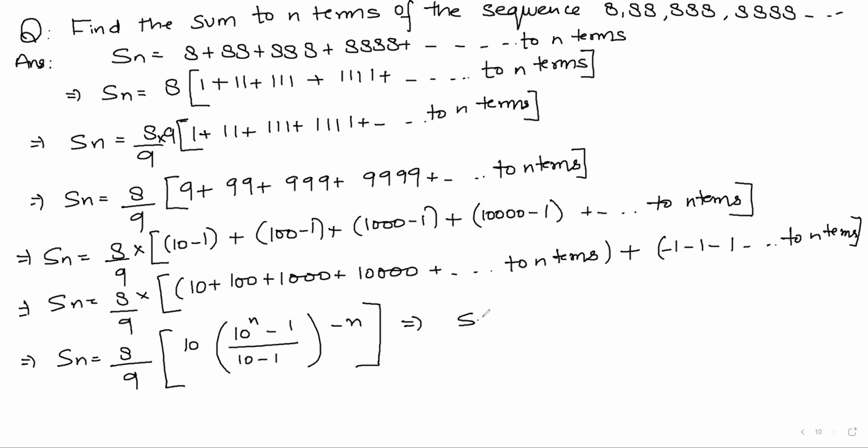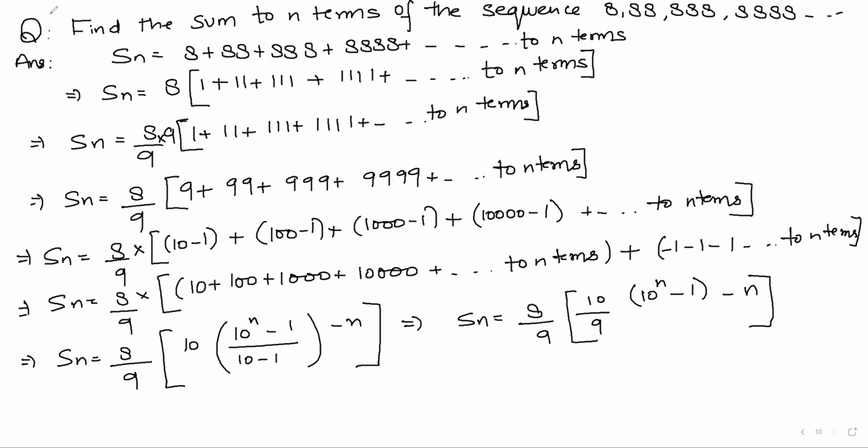So finally, we will get Sn is equal to 8 by 9. And you will get over here 10 minus 1, this is 10 by 9, into 10 to the power n minus 1, minus n. So this is the answer. This clear, Sparsh? Sparsh and Namra, this clear? Yes sir. Okay.